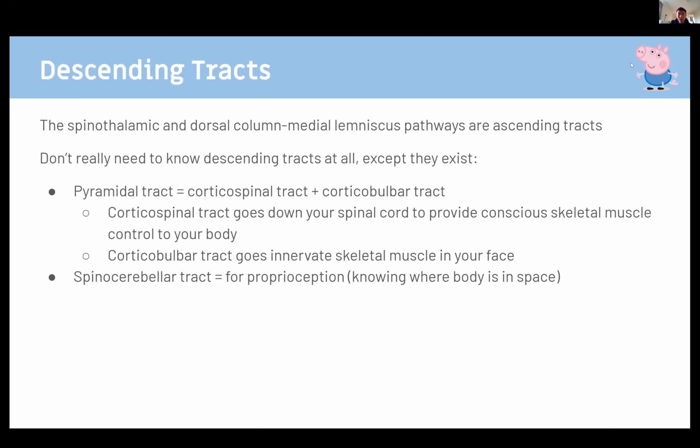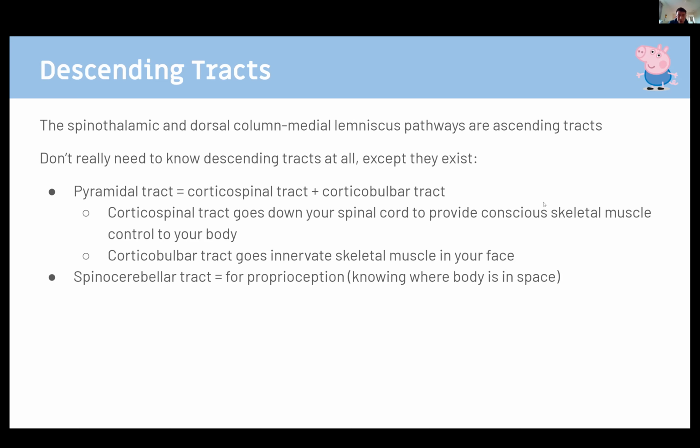So you have what is your pyramidal tract. This consists of two individual tracts called the corticospinal and the corticobulbar tracts. And this basically goes down to your body, and it innervates the skeletal muscles all over your body, and it tells them what to do. And then you have your spinocerebellar tract, which is for proprioception. And that's just knowing where the body is in space. Once again, you don't really need to know these tracts.